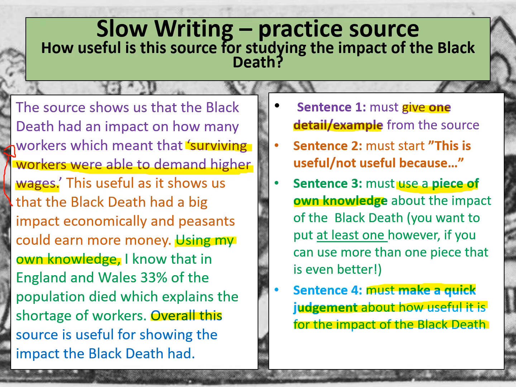This would be an example paragraph using the slow writing technique. You can see that I have colour coded it, so you can see that purple relates to sentence 1, orange relates to sentence 2, green relates to sentence 3, and blue relates to sentence 4. This is how you are going to write your paragraph.